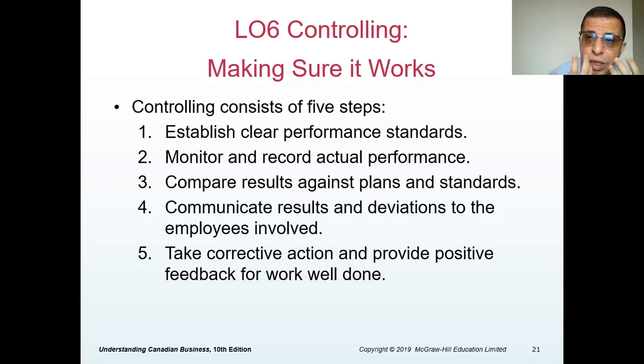And then you communicate this result, which is number 4, and deviation to the employees involved. If they overachieved, they need a reward. Underachieved, they need support. And then as a manager, you take corrective action and provide positive feedback for work well done. As I said, overachieved, you give a reward. Underachieved, you give motivation and see where they can improve so they can perform better.